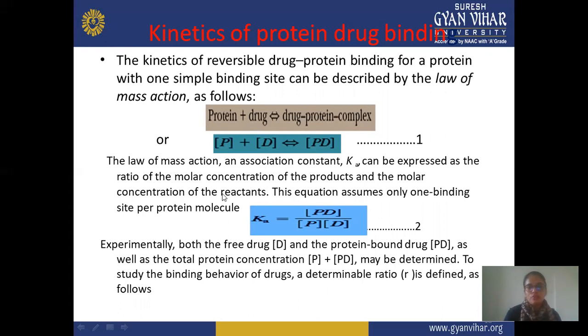And according to the law of mass action, the association constant Ka can be expressed as a ratio of the molar concentration of the product and the molar concentration of the reactants. This equation is for one binding site per protein molecule. Means you can express this equation with the help of this formula. It explains that the molar concentration of the product depends on the ratio of how much product and how much concentration of reactant is present; the product is PD, and the concentration of reactants is P and D. And this formula mainly assumes one binding site per protein molecule.